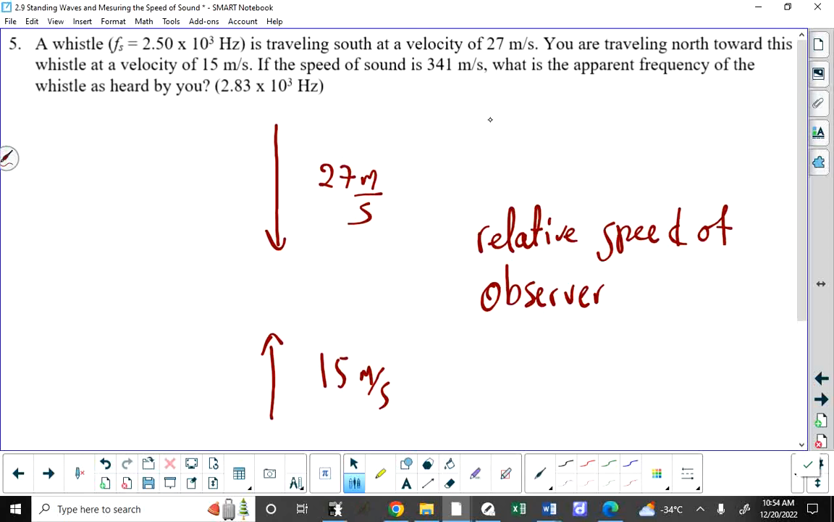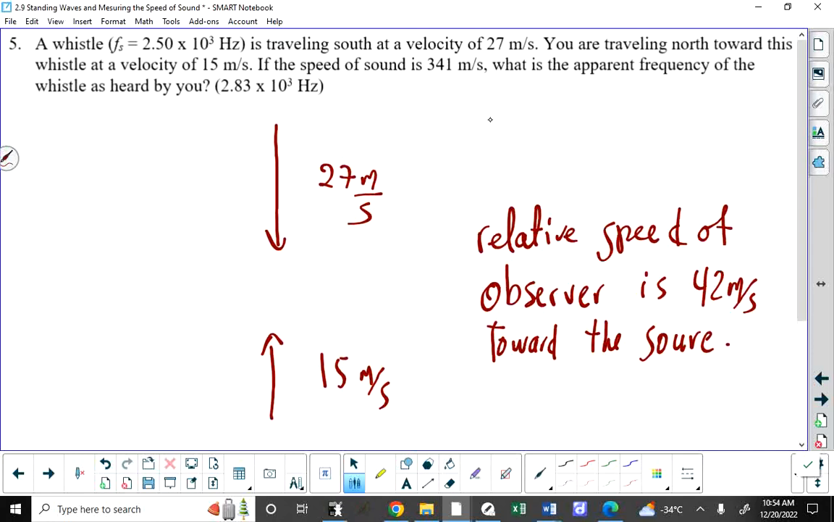The relative speed of the observer is 42 meters per second toward the source, or the relative speed of the source is 42 towards the observer. The bottom line is that the change in velocity is going to be 42. That Vs is going to be 42.